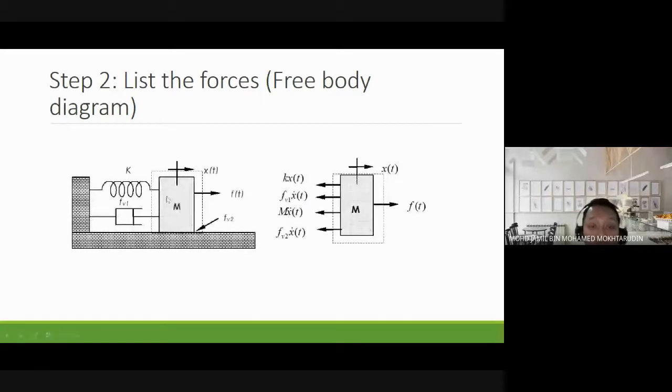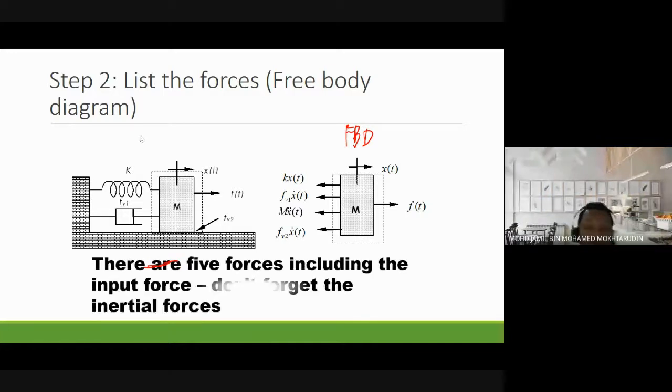First we need to convert the figure on the left into a free body diagram. So this is the free body diagram. First we need to identify what forces are acting on the mass. In this case, there are forces from the spring, forces from the damper, and forces from the friction.